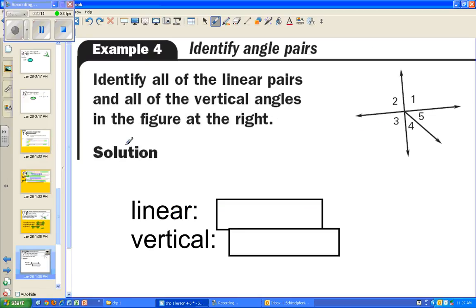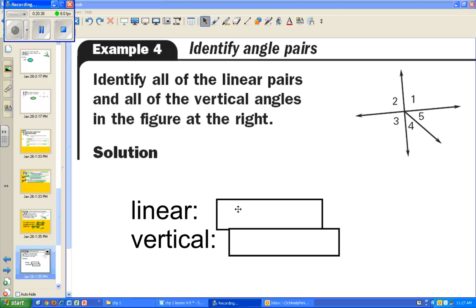Okay, next, looking at the pictures, you're going to have two pairs of linear pairs and only one pair of vertical angles in the picture. Go ahead and name them. This time you're just going to name them by numbers. So you're going to have two pairs of linear angles and one pair of vertical angles. Write them down, please. Okay, make sure you hit pause and then check your answer.